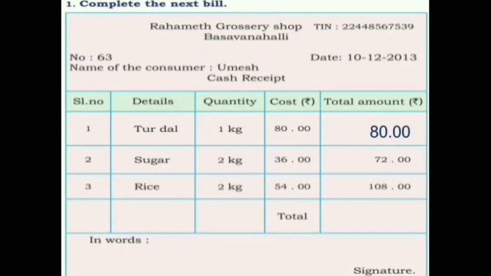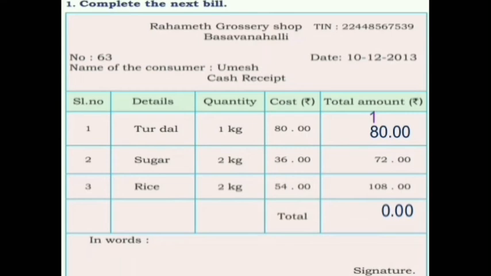Now we should find out total cost of all the items. First we should add paise. 0, 0, 0. 0 plus 0 plus 0 is equal to 0. Next we should add rupees. Now we should add 0, 2 and 8. 0 plus 2, 2. 2 plus 8, 10. Write 1 above the 8 and write 0 below the 8.